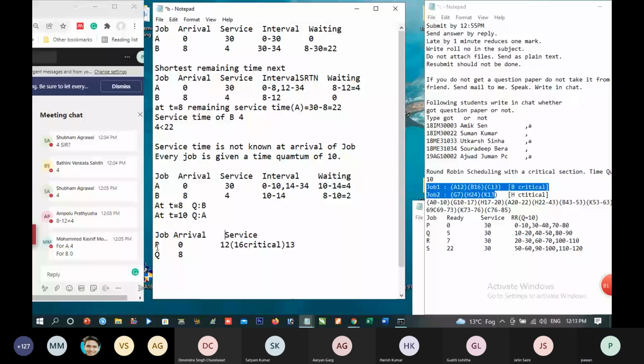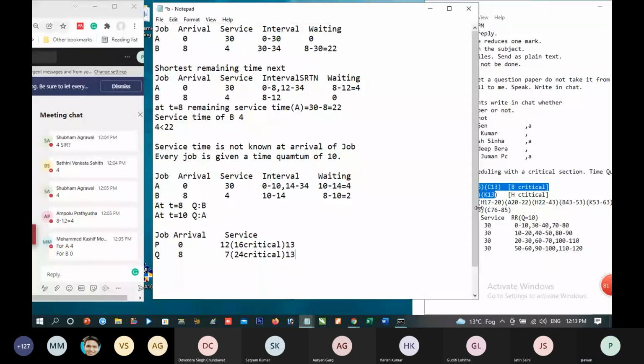Initially, 12 units of the service and afterwards 16 units of the critical. What is the definition of critical? When one job is executing its critical, another job cannot execute. What about job Q? It requires 7 units, and it requires 24 critical. And afterwards, it requires 13 units of more time. We shall see how the service of this will take place.